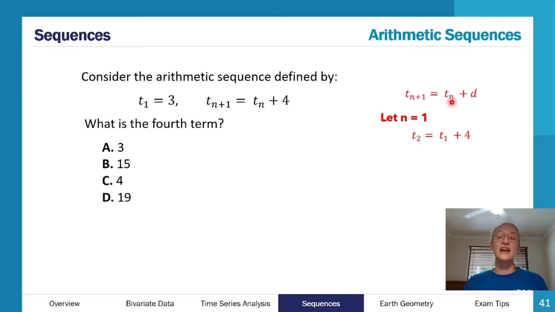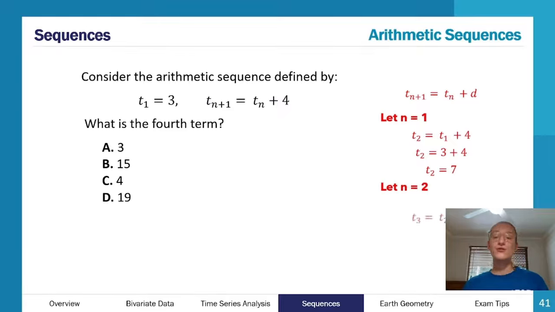And that's equal to Tn, and we've said n is 1. So it's equal to T1 plus 4. So now we can substitute for T1 because we know that our first term is 3. So to find our second term, we take our first term and we just add 4, which gives us 7. But that's only our second term.